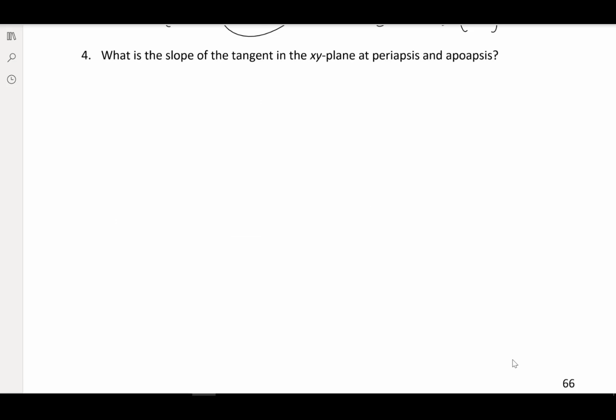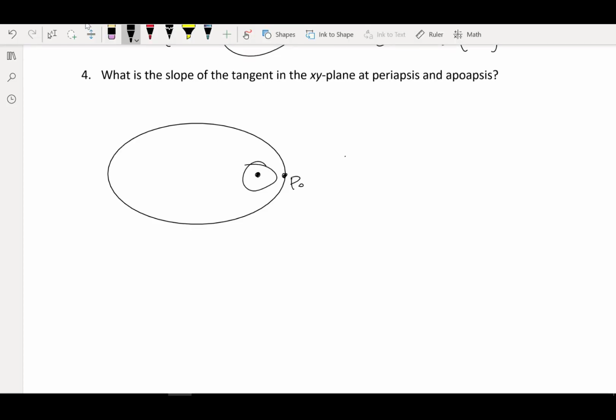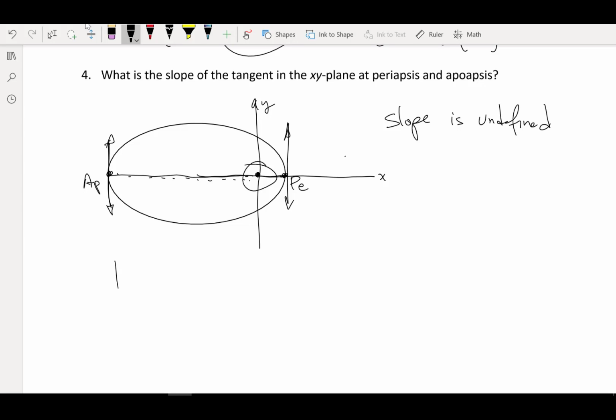What is the slope of the tangent in the xy plane at periapsis and apoapsis of the orbit? The periapsis is the point closest to the planet, and the apoapsis is the point furthest. And we want the slope of the tangent in the xy plane at each of these points. Well, these are vertical lines in the xy plane. At each point you have a vertical tangent, so the slope is undefined. Actually, you could see that in the equation as well.